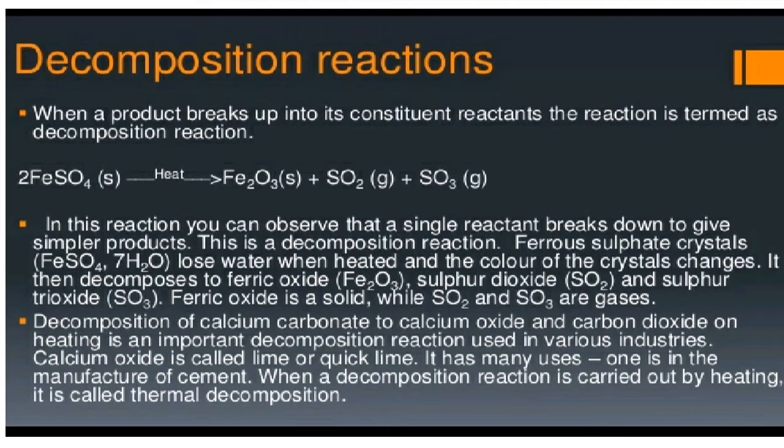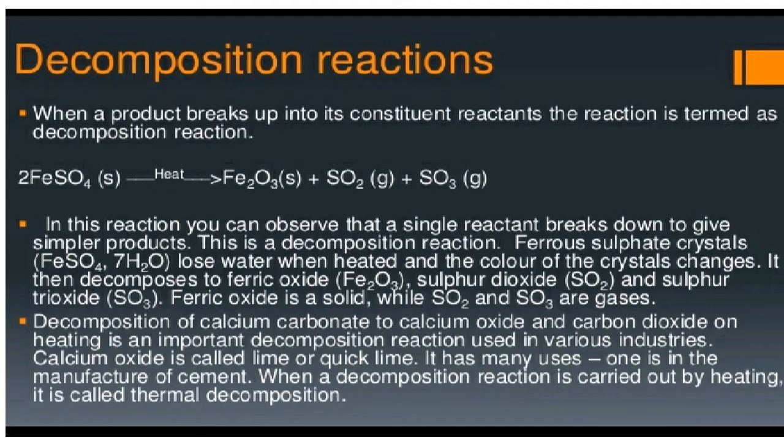Second type of chemical reaction is decomposition reaction. It can be defined as those reactions in which a single compound breaks down to give two or more simpler substances. Decomposition reactions are of three types depending upon the agent used for decomposition. Here I am giving you an example of thermal decomposition. Thermal decomposition means those reactions in which we are decomposing the compound with the help of heat.